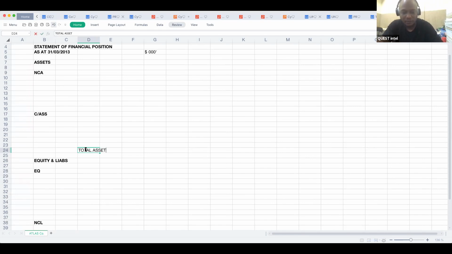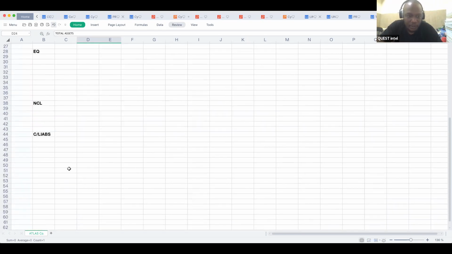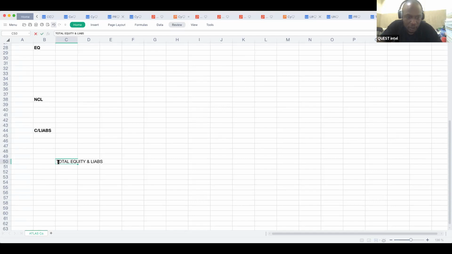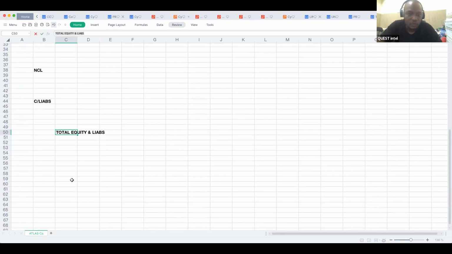So total assets on this side, just for class purposes. Please, there's no mark for total assets in the exam. So please don't waste your time doing things that will not add any value to your scores. And then we'll come down towards the end here and do total equity and liabilities, so that I can also check that it comes together by the time I'm done. That's only for my own use.